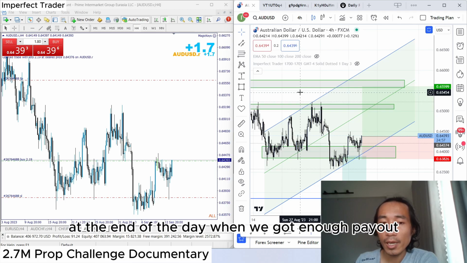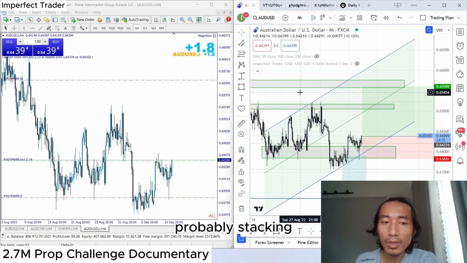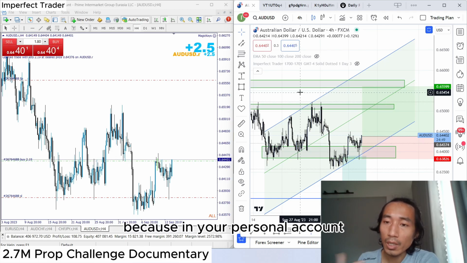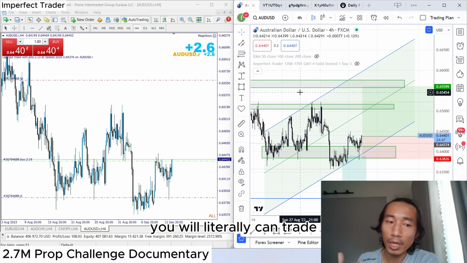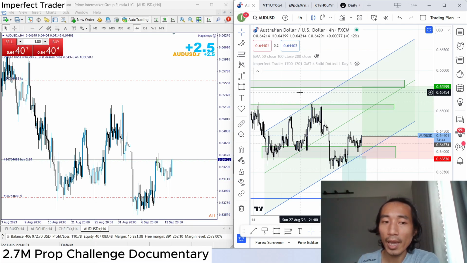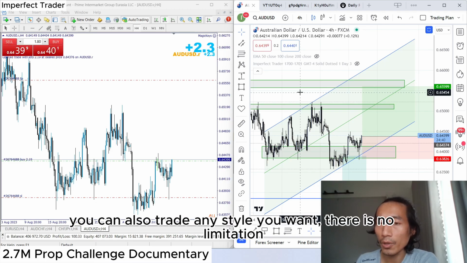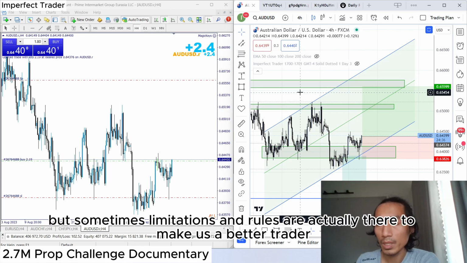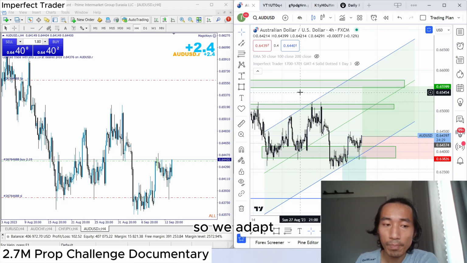At the end of the day, when we get enough payouts, probably stacking our personal account will be another beautiful option, because in your personal account you literally can trade any style you want. Like Darwinex, you can also trade any style you want with no limitation. But sometimes limitations and rules are actually there to make us a better trader. So we adapt, we trade our best.